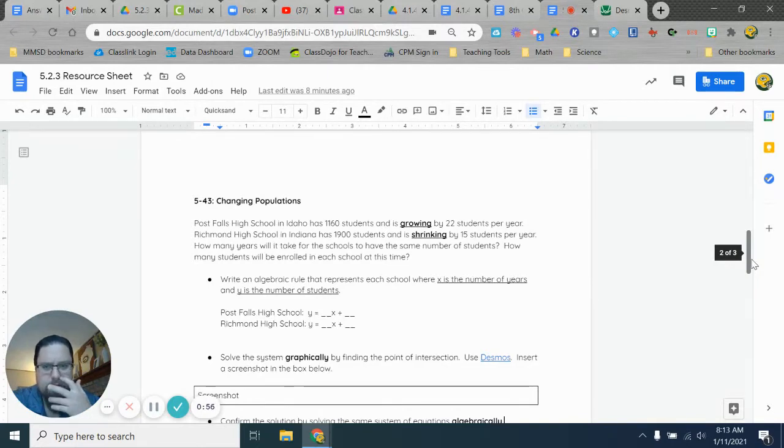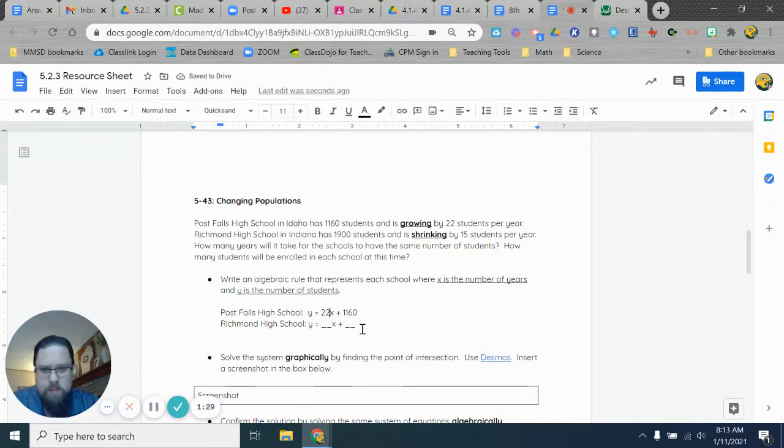All right, so the first thing we got to do is make rules for each of the schools. It helps to know what they're growing or shrinking by. It also helps to know their starting point. Remember, when you're making these rules, the second blank is actually always the starting point, or like year 0. So for Post Falls, we got to figure out what they started with. It's 1,160. So that's going to go there. And then we have growth of 22 students per year. The growth always goes in front of the X as the coefficient. So there's the rule for Post Falls.